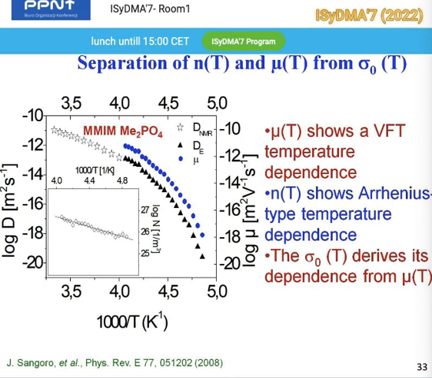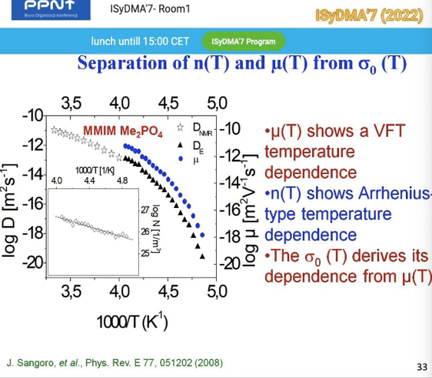And this was carried out for this ionic liquid, but we did this for quite a lot of different ionic liquids. And here we combine NMR measurements, dielectric measurements, and here this is the mobility. And with this technique, we can separately extract the temperature dependence of the number density of charge carriers.